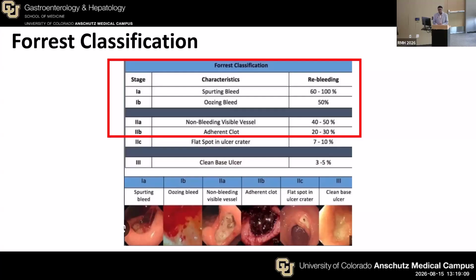Obviously, if you see active bleeding, you have to treat oozing bleeding. If you see a non-bleeding visible vessel or an adherent clot, the risk of rebleeding, as you can see with a spurting or oozing bleed, is almost 50 to 100% chance of rebleeding. So you might as well not do an endoscopy if you're not going to treat this. Once you figure out what you need to treat, the next question is, how do you treat?